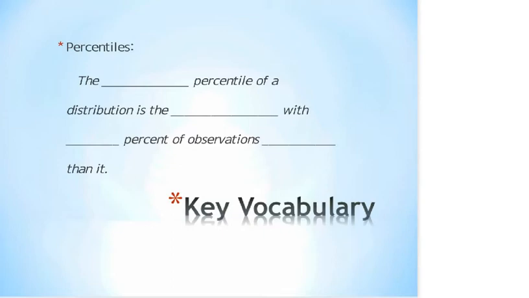What is a percentile? Well, what we would say is the pth percentile of a distribution is the value with p% of observations less than it. In other words, if you score in the 85th percentile, then there are 85% of observations who scored less than you.